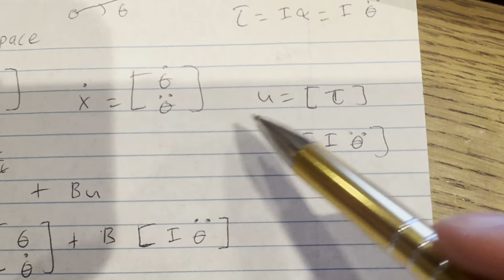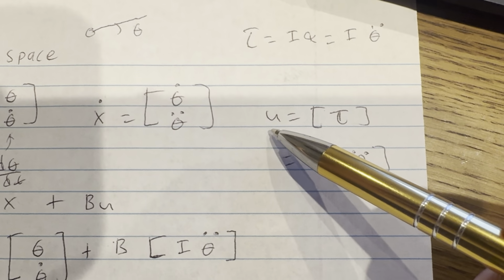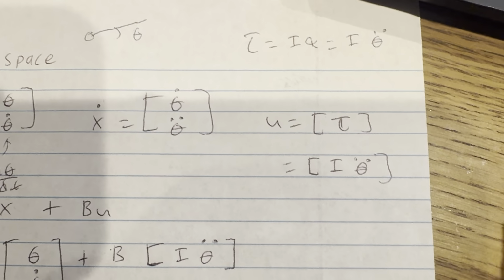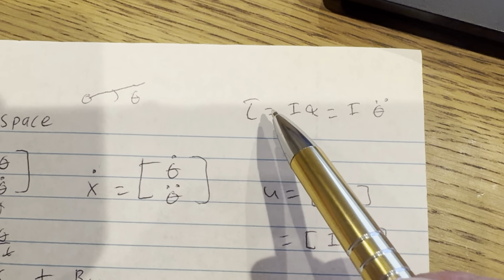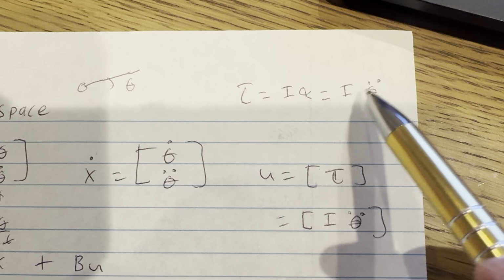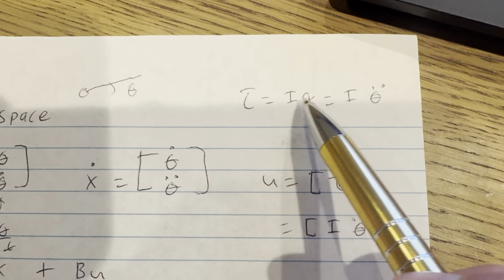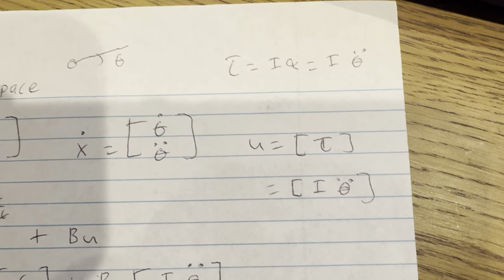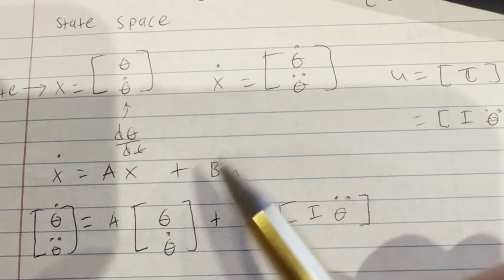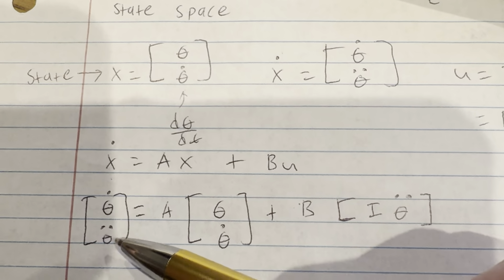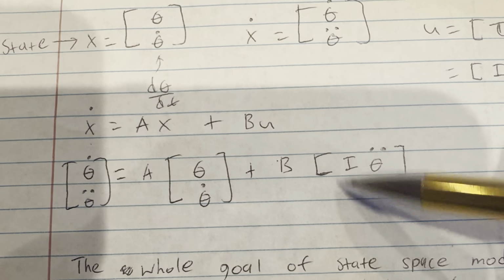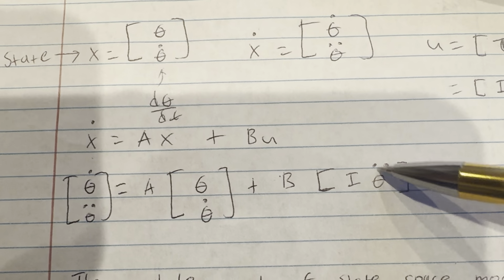And in the homework, they said your only input to the system is u equals torque, okay? That's it. And from the previous video, we know that torque is equal to moment of inertia times angular acceleration, which is just I times theta double dot, because angular acceleration is just the second derivative of your theta. So that's how I plug this in. If I plug it into our equation, we get theta dot dot equals A times the state matrix plus B times I times theta dot dot.